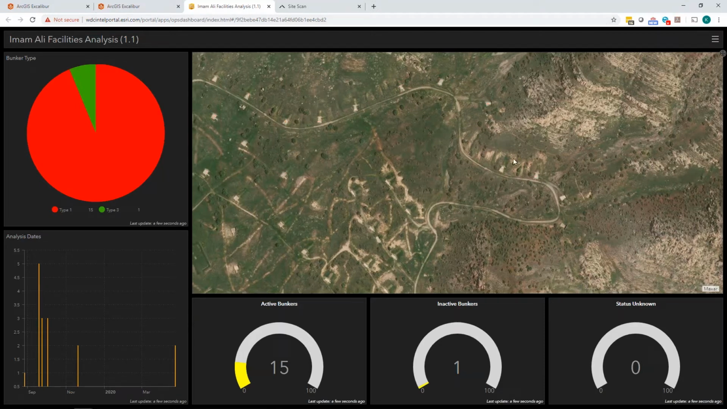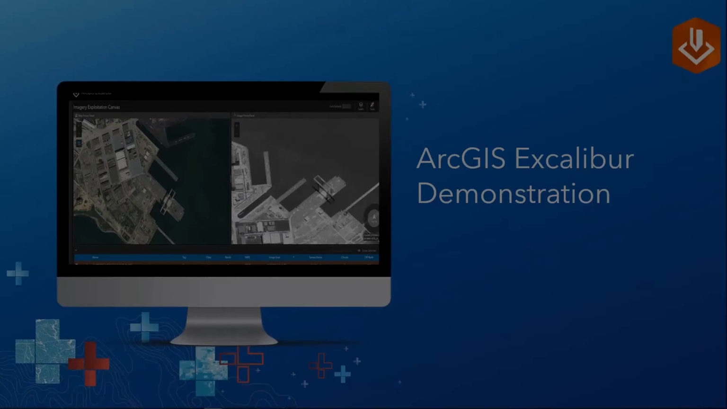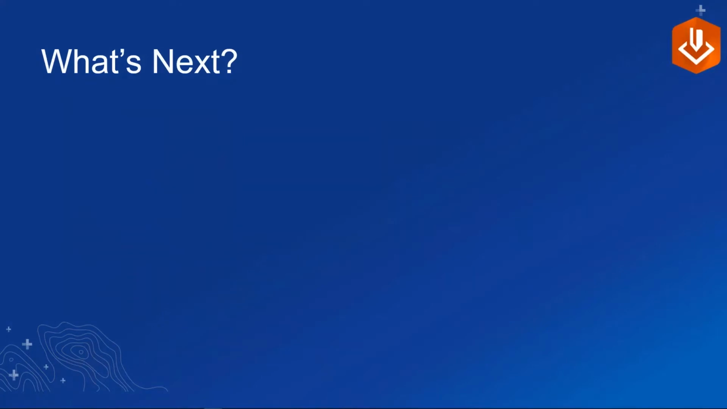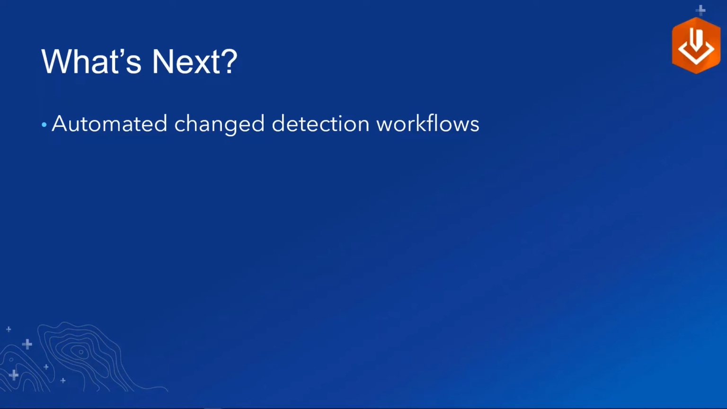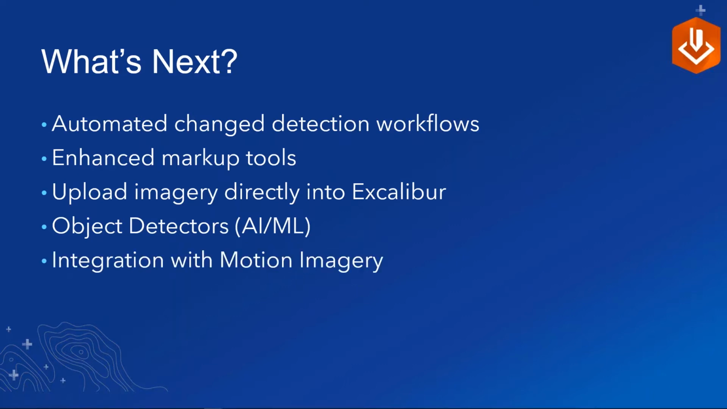So that concludes the Excalibur demo, and we're almost ready to take our first break. I just wanted to highlight some of the new things coming to Excalibur in the next releases. Some automatic change detection workflows will be available. Markup tools will get an enhancement. In future releases, you'll be able to upload imagery directly into Excalibur instead of just working with image services. We'll have some object detector workflows available as well.